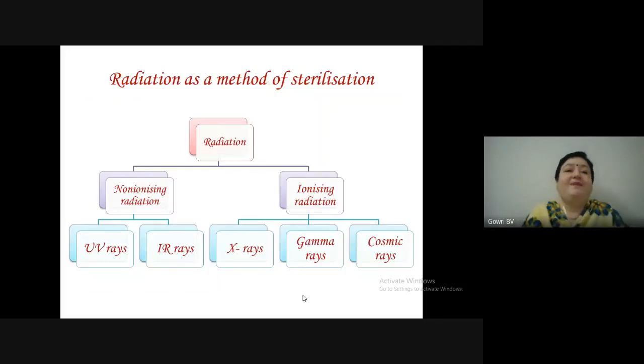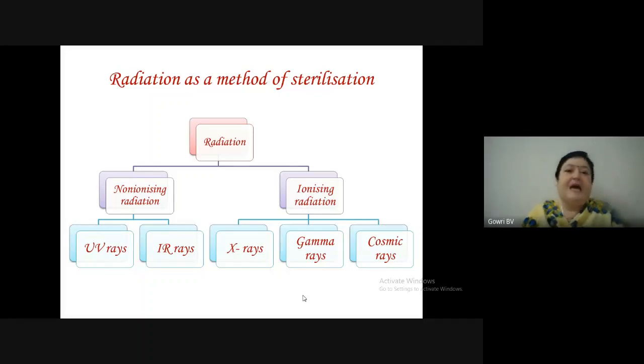The next method of sterilization we will come across is radiation. Radiation as a method of sterilizing. And of course, 2 different types of radiation are commonly employed for sterilization, the non-ionizing radiation and ionizing radiation. Under non-ionizing radiation, we have UV rays and IR rays, ultraviolet rays and infrared rays. Under ionizing radiations, we have X-rays, gamma rays and cosmic rays that we will be studying all about.